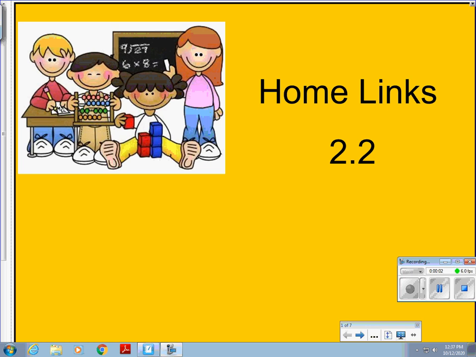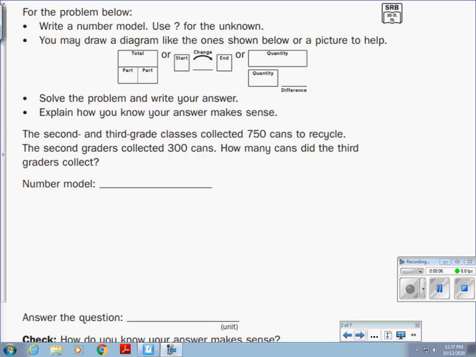Okay, boys and girls, today we're going to be working on Home Links 2.2. For this problem, you are going to have to write a number model using a question mark for the unknown. You may use one of the diagrams below, or you can draw a picture to help you. You're going to solve the problem and then write your answer, and then explain how you know your answer makes sense. Okay, the problem. The second and third grade classes collected 750 cans to recycle.